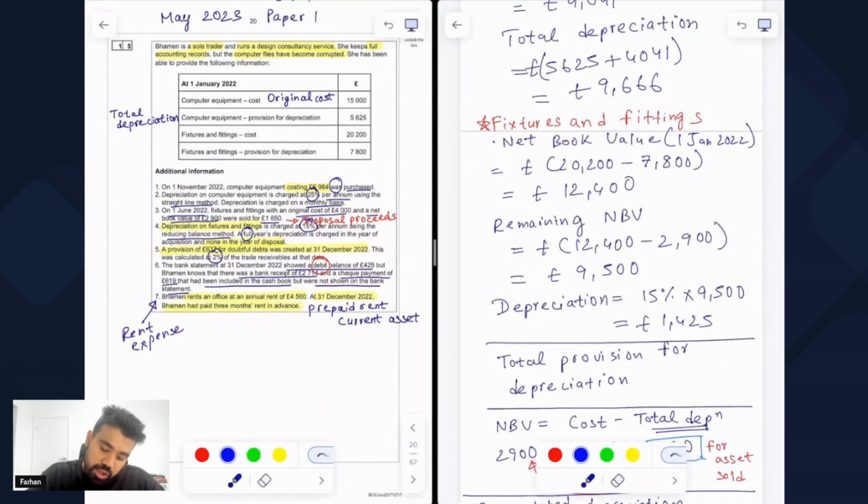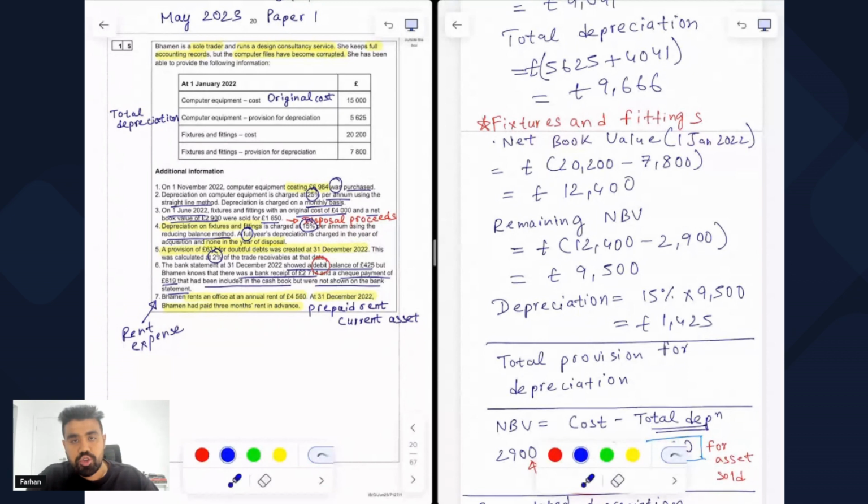Okay. We also need to factor something in. We know that during the year, we have sold fixtures and fittings with an original cost of £4,000 and a net book value of £2,900. If you check information number 3 again, you'll see that the fixtures and fittings we have sold had an original cost of £4,000 and a net book value of £2,900. All right. So the question also says that a full year's depreciation is charged in the year of purchase and not in the year of disposal. So this fixture and fittings that we have sold would not be included in our depreciation calculation.